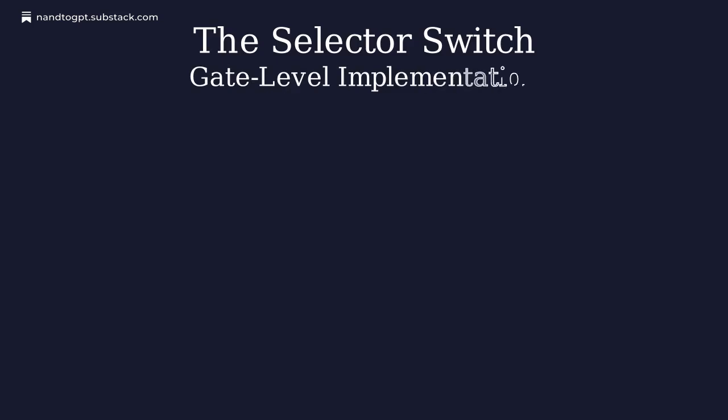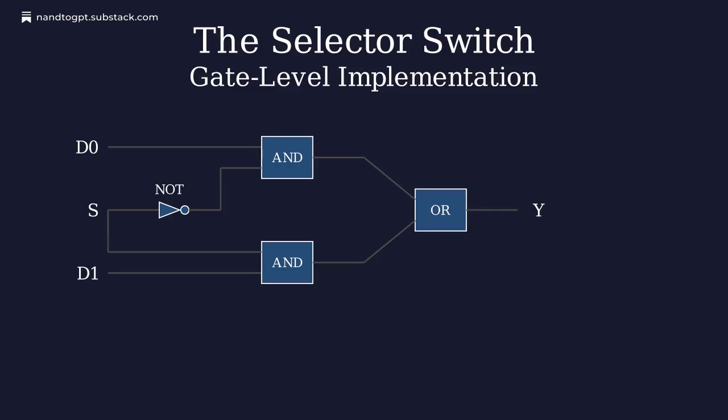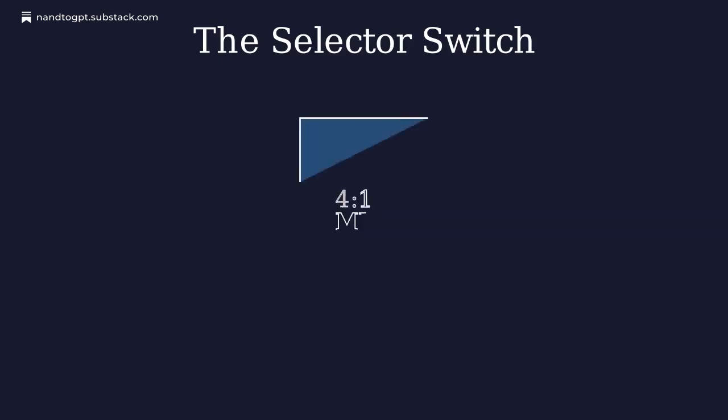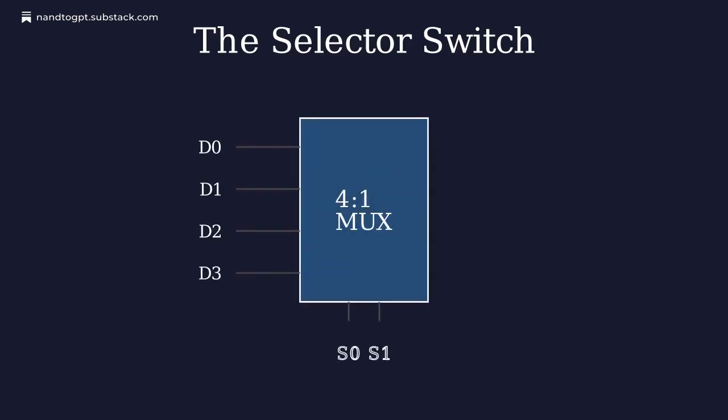We can build it from logic gates such as the AND and the OR gates. First we AND each input with the select signal, then we OR the results. What if we need to choose between more than two inputs? We add more select lines to the multiplexer. One select line can be 0 or 1. That's two possibilities, two inputs. Two select lines can be 0, 0, 0, 1, 1, 0, or 1, 1. That's four possibilities, so we can choose between four inputs. This is called a 4-to-1 multiplexer.